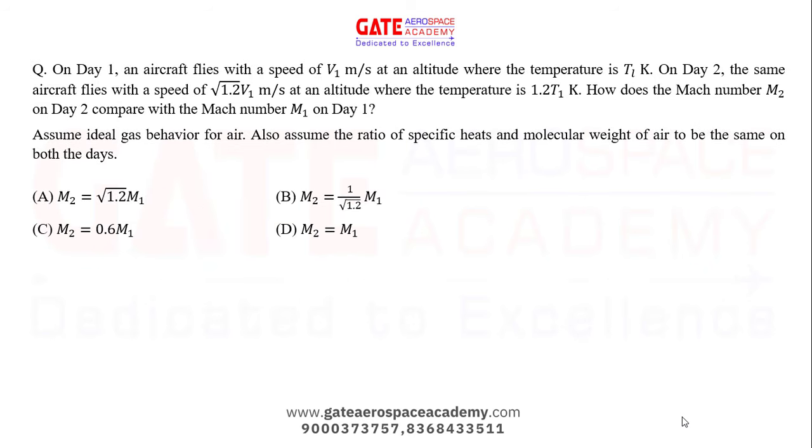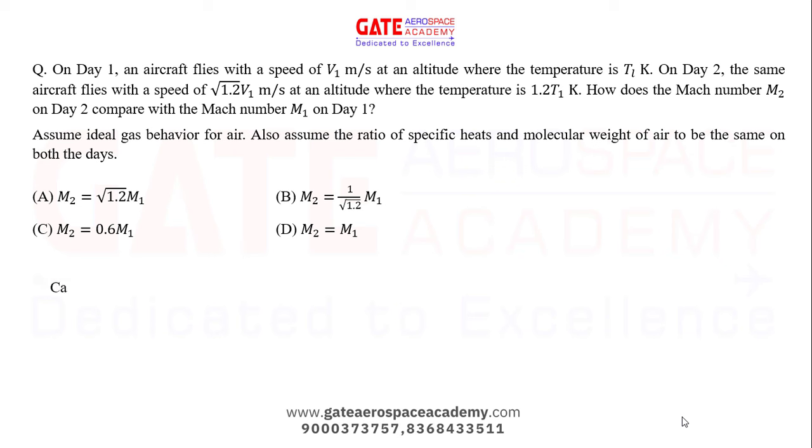Next question. On day 1, an aircraft flies with a speed of V1 meter per second at an altitude where temperature is T1 Kelvin. On day 2, the same aircraft flies with speed of under root of 1.2 V1 meter per second at an altitude where temperature is 1.2 times T1. How does the Mach number M2 on day 2 compare with Mach number M1 on day 1? Assume ideal gas behavior for air. Also assume the ratio of specific heat and molecular weight of air to be the same on both days.